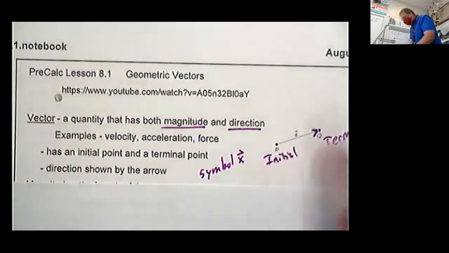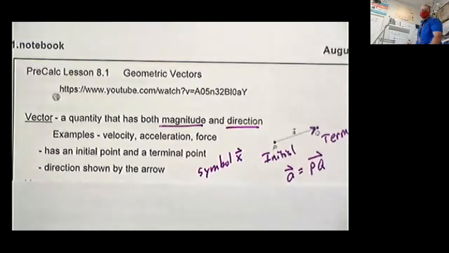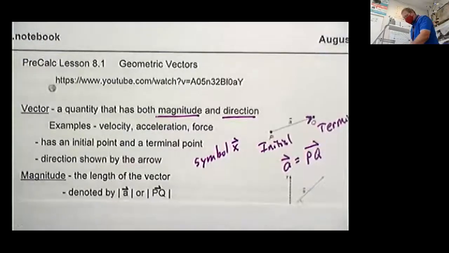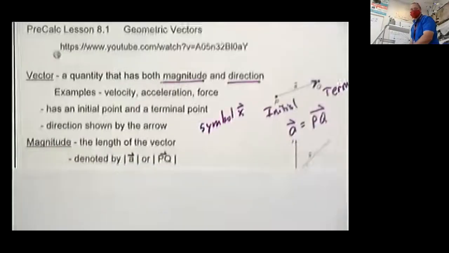We could also call this vector A. This would be the same thing as vector PQ, just like a line segment. We can use the initial point and terminal point with the arrow always on the terminal point. That will work for vectors. We can then find the magnitude, or we'll talk about that in a second.